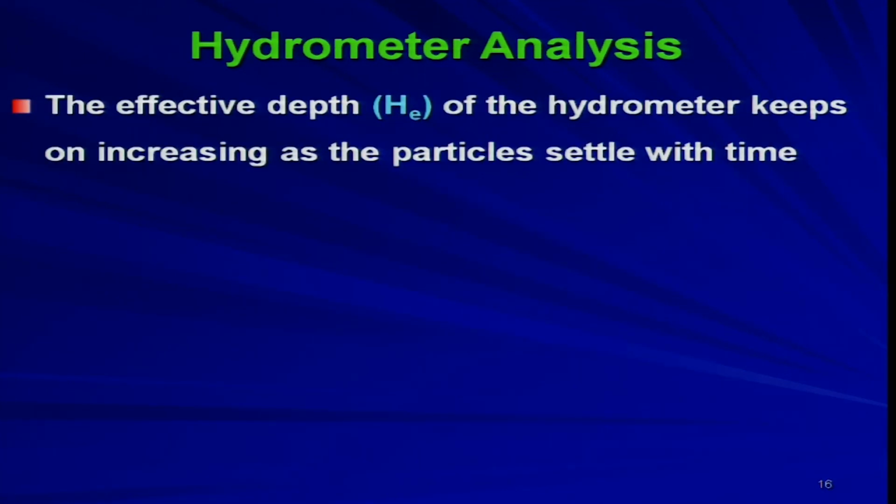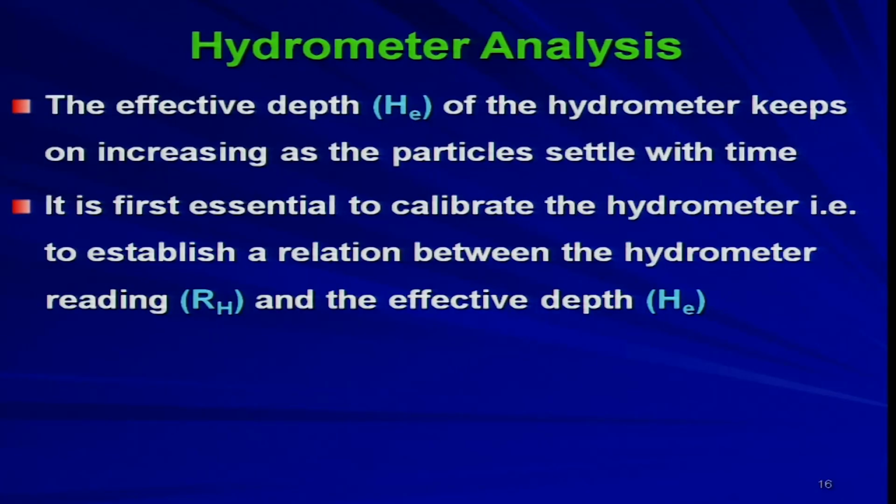The effective depth, that is HE, of the hydrometer keeps on increasing as the particles settle with time. It is quite obvious, right. You have the turbid water mixed with the soil sample, and the different soil particles settle down at different times. So, as time increases, the soil particles settle down, and because of that you get an increase in the effective depth of the reading.